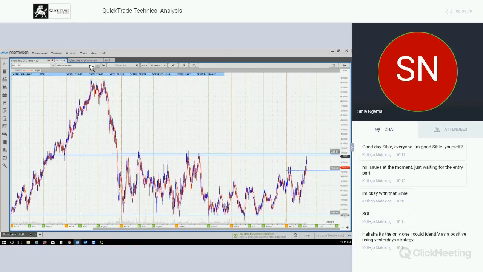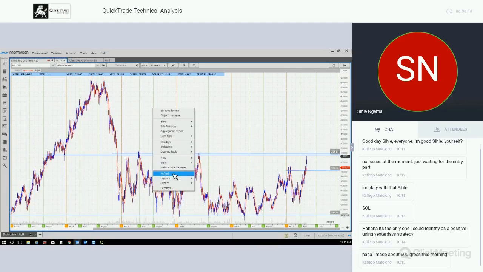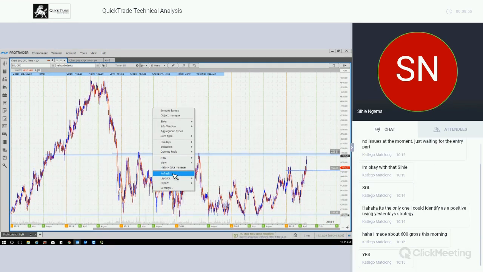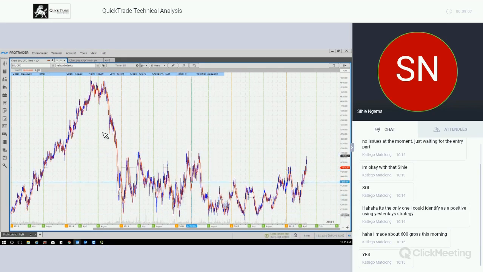Okay, it's fine. Let's have a look at this one. Let's remove all the lines that we have here. Oh, did you make 600 on the same stock? Oh, nice. Okay, so how much am I getting there? I'm getting a third, eh? Okay, let's remove these lines.